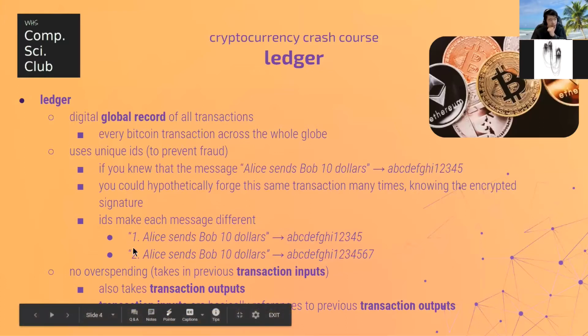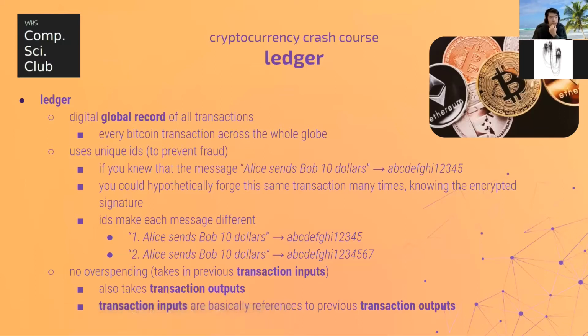They have a unique ID here, so the encrypted signature is going to be different. And then also the ledger automatically checks if you are overspending. So I can't send someone $1,000 if I don't already have $1,000. To do that, it takes in previous transaction inputs and also takes transaction outputs. And it's important that transaction inputs are basically references to previous transaction outputs.